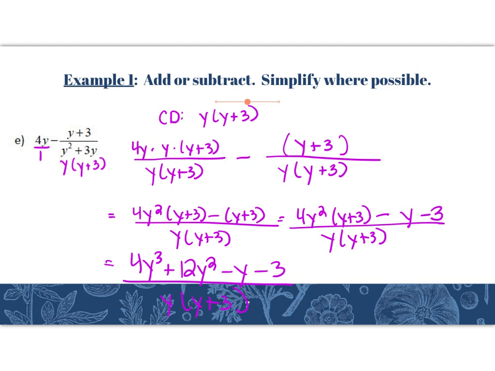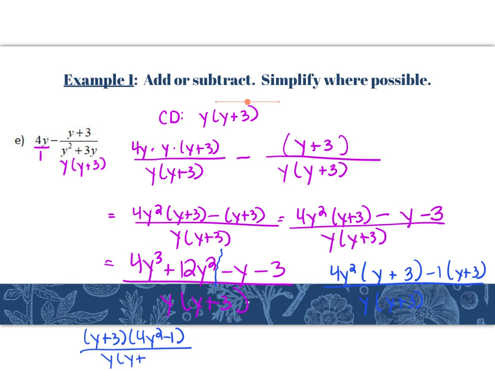Well, we can. Well, I think we can. We're going to try to factor this by grouping. So I'm going to group the first two terms together, and my GCF is 4y squared times y plus 3 minus 1 times y plus 3. And this is still all over y times y plus 3. Wow, you cannot see that. So hold on, let me come down here. So we get y plus 3 times 4y squared minus 1 all over y times y plus 3.